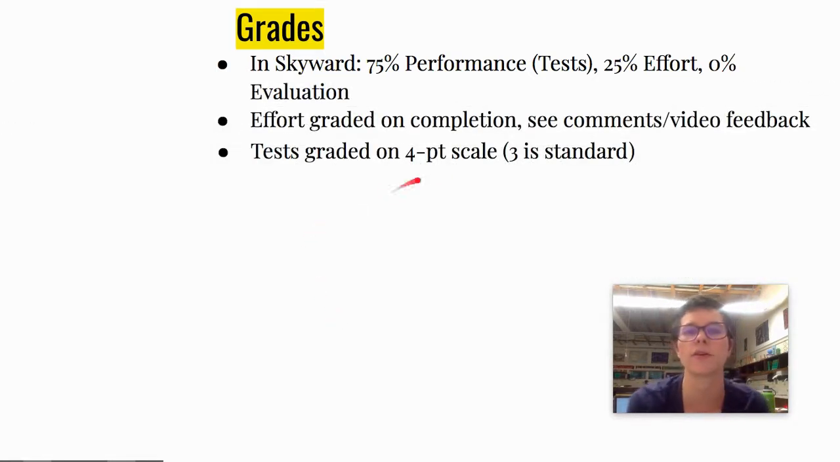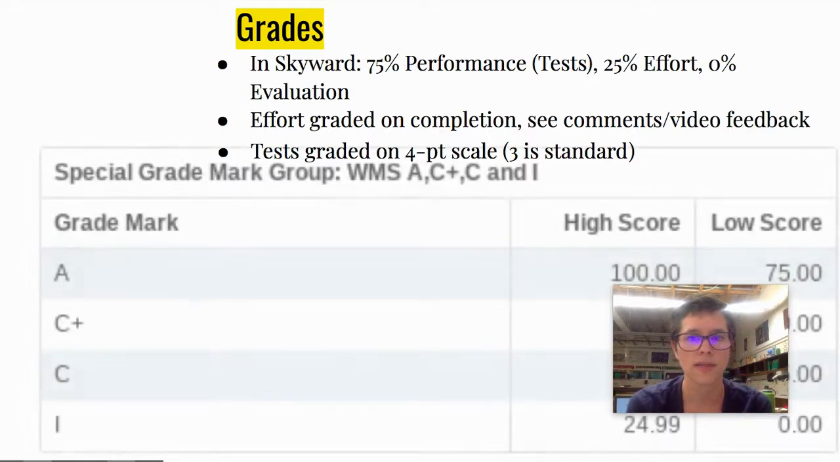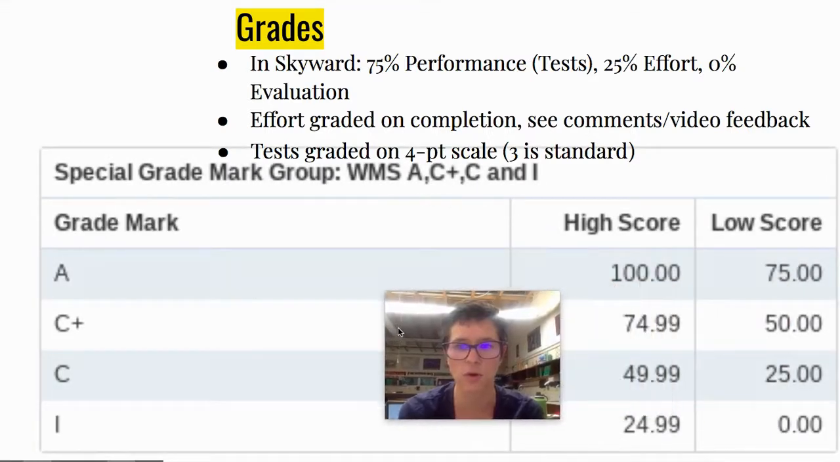Tests are going to be graded on a 4-point standards-based scale where 3 is standard, 4 is mastery, 2 is you're almost there, and 1 is, well, you got a lot of work to cover. 0 would basically be if you just didn't do it. And that grade scale is in Skyward, but I have a picture of it for your viewing pleasure.